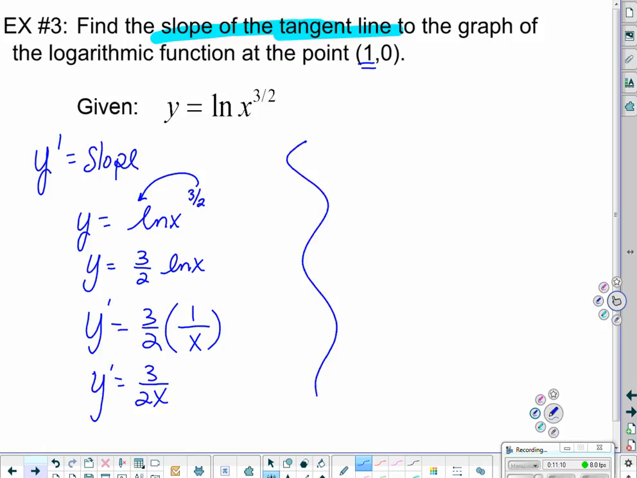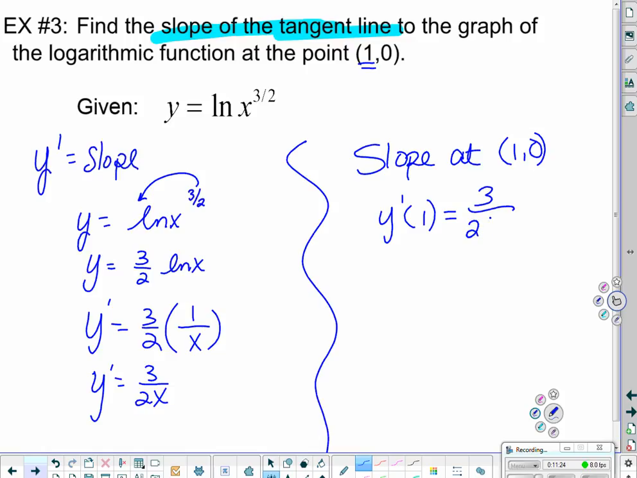To get the slope at a point, the slope at the point 1, 0 means I'm going to have y prime evaluating at 1, the x value. Plug it in, 3 over 2 times 1 gives us 3 over 2. There's our slope at 1.